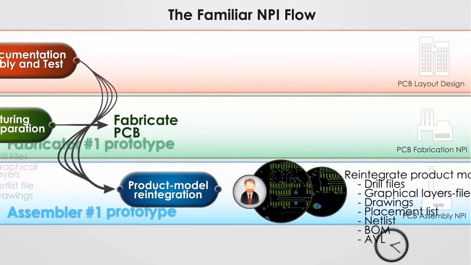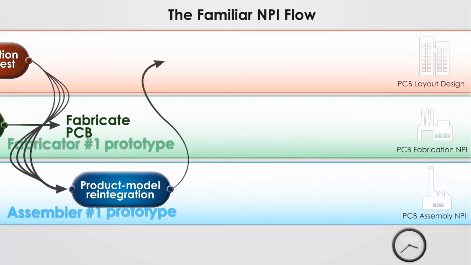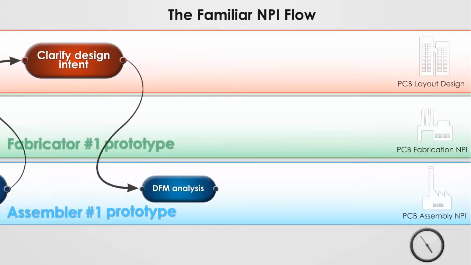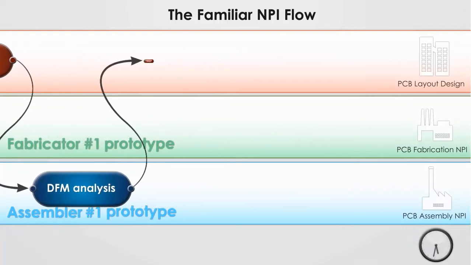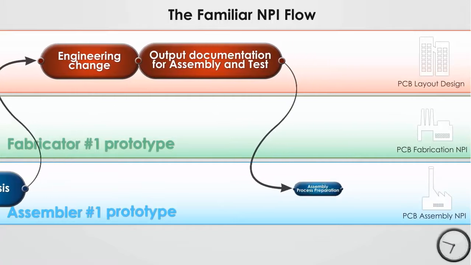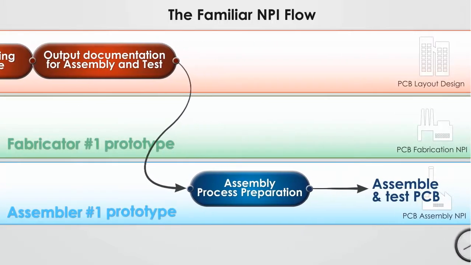Then begins a similar sequence with the assembly NPI engineer, during which the product model will be reintegrated on the assembly side, this time including integration of the bill of materials and approved vendors list, and following any necessary clarification and engineering change cycles, the NPI assembly engineer can proceed with process preparation.